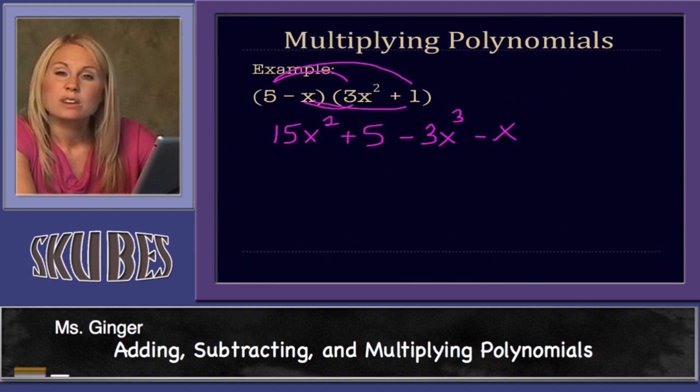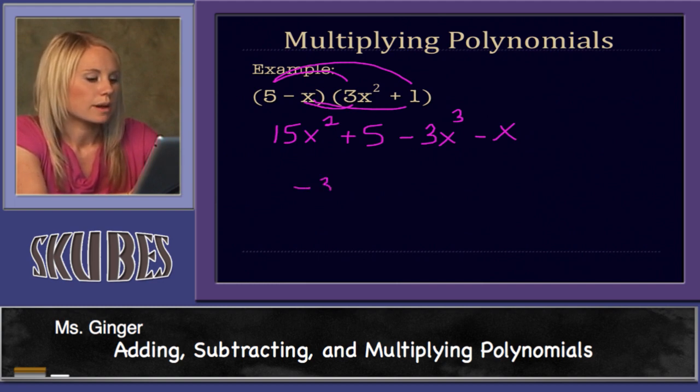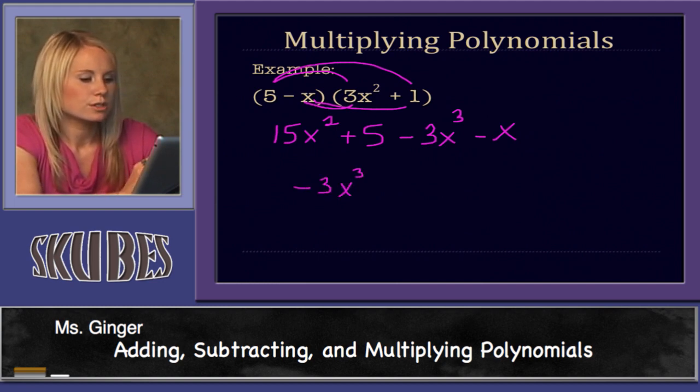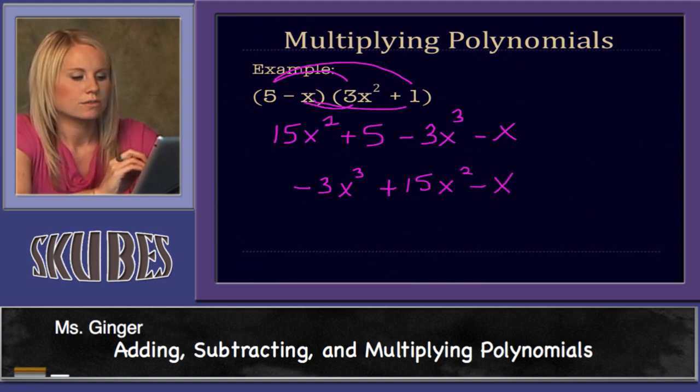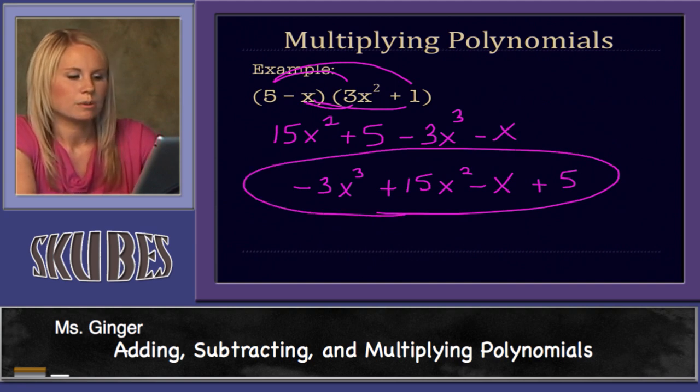Alright, so the only thing we could do here is put it in standard form, which is greatest to least in order of exponent. So I would pull my x cubed term first, then comes the x squared, x to the first, and my constant. And we made it. There's our polynomial in standard form.